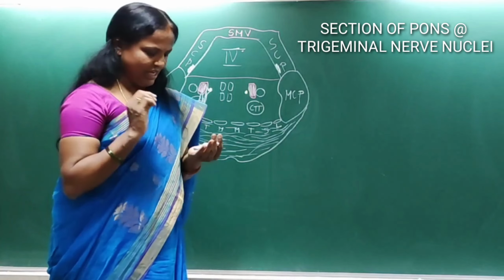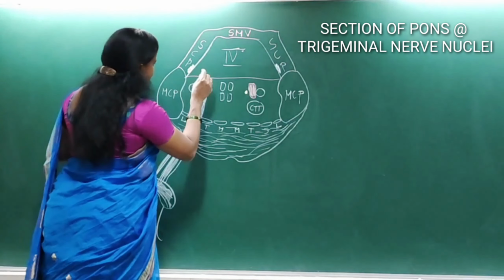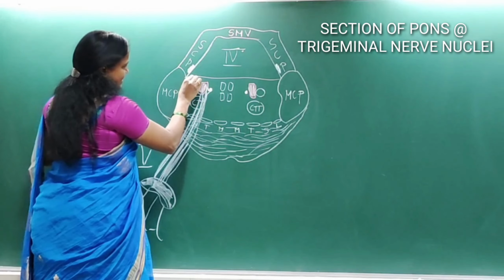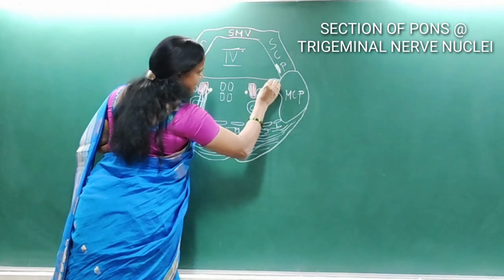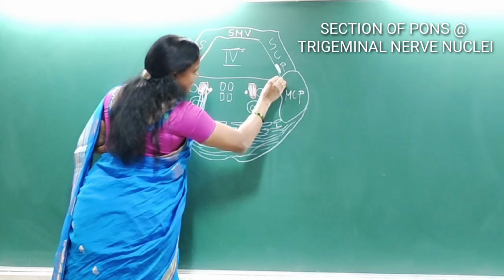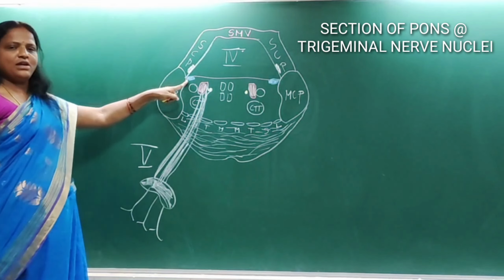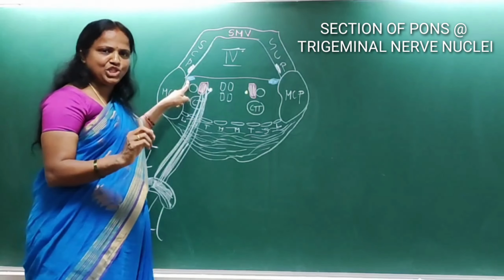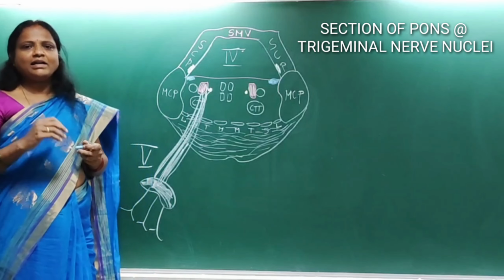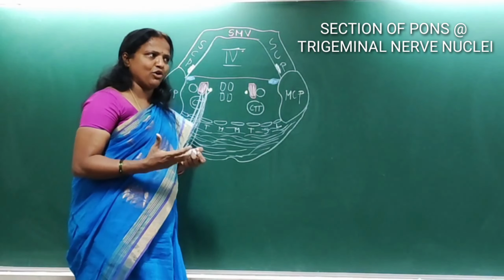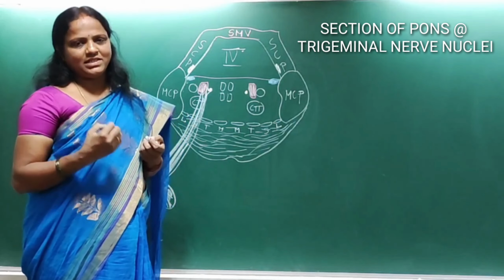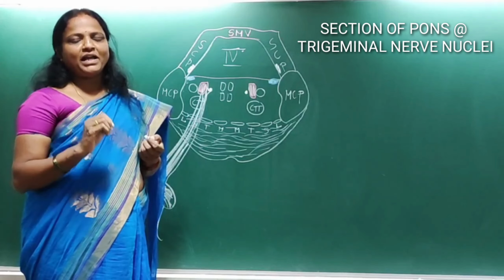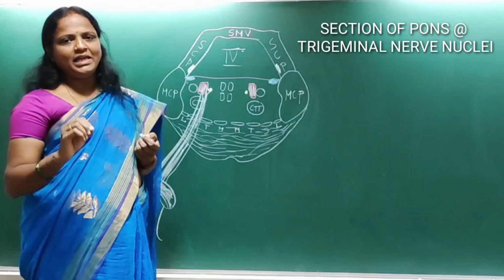And one more nucleus which is appreciated at this level is called the nucleus ceruleus, the locus ceruleus. It is said that it is rich in noradrenaline and it is representing a part of the reticular activating system, and it is basically concerned with paradoxical sleep or REM sleep.